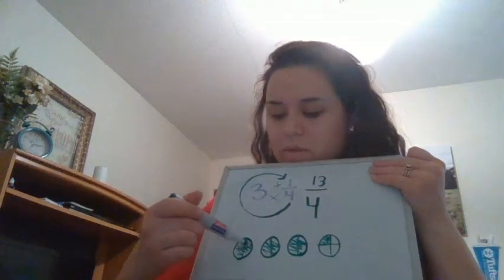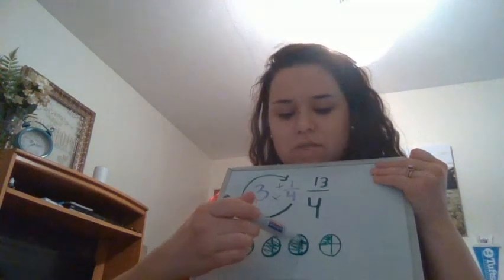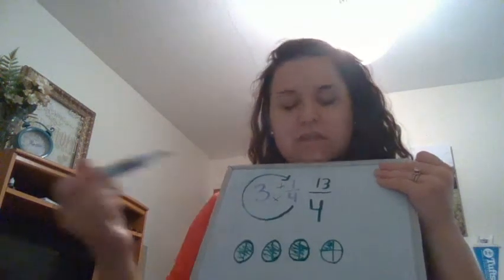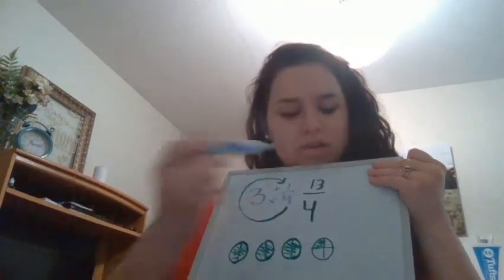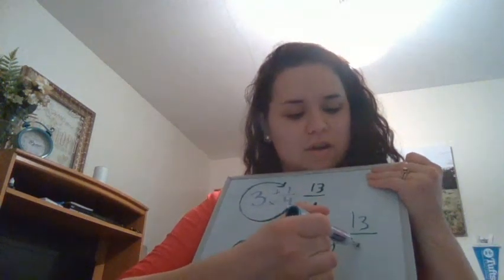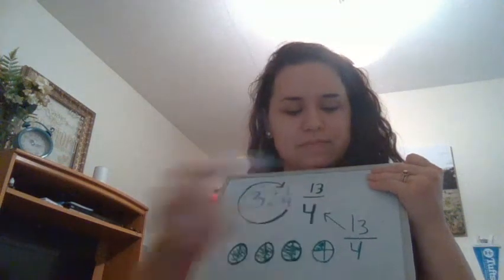1, 2, 3, 4, 5, 6, 7, 8, 9, 10, 11, 12, 13. I can't count these because I didn't eat them. So how many was that? 13? So I have 13 fourths, which is exactly the same as my answer. That's how that works.